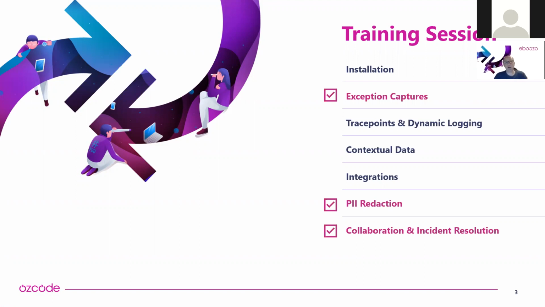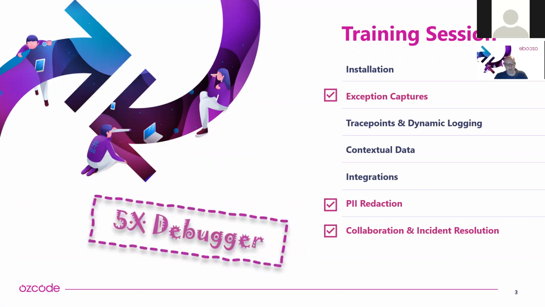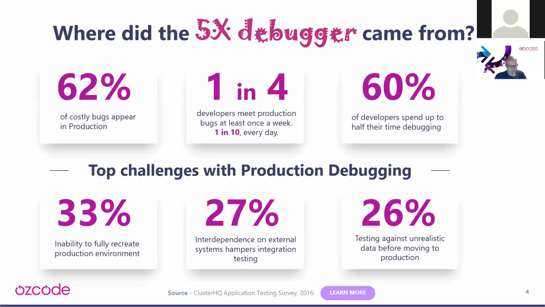And to top it all off, we'll also be talking about collaboration and incident response. How do we work together as a team, the dev guys and the ops guys and the different people on the dev side, to work together quickly to understand root cause and solve the issue as quickly as we possibly can? That's what we call 5x debugging.